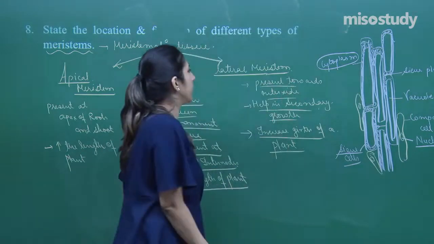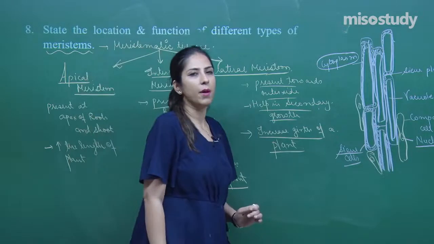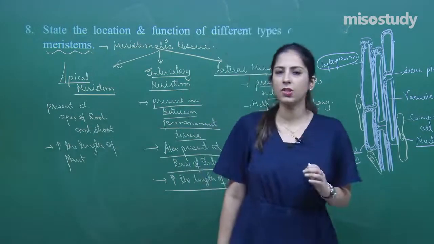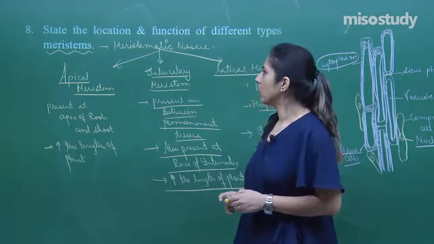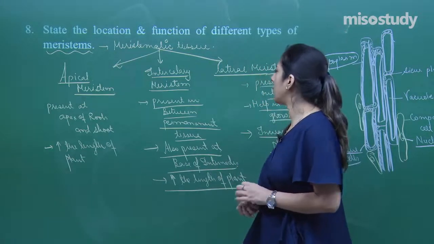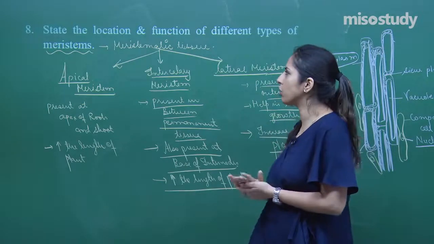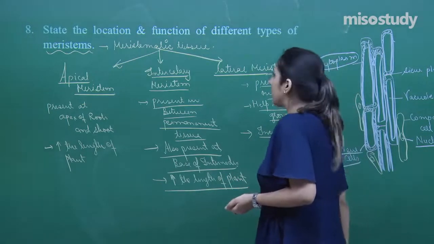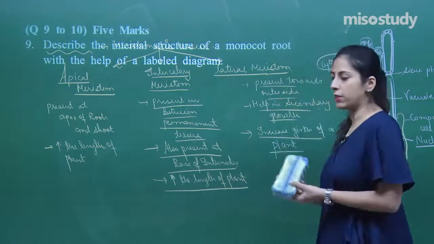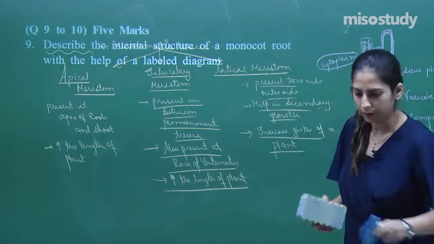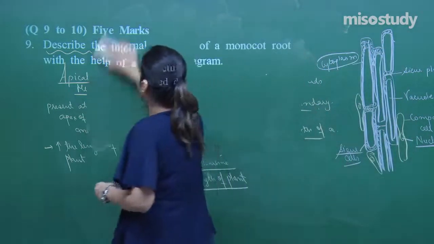This is what you have to explain in meristem. And you even have to draw the diagram as well. I have drawn the diagram in the sessions. Do make the diagram if such a type of question comes. So these are the types of meristem: apical, intercalary and lateral meristem. This was question number 8. Let's see the next question. This question is from another different category. So this is a 5-mark question.